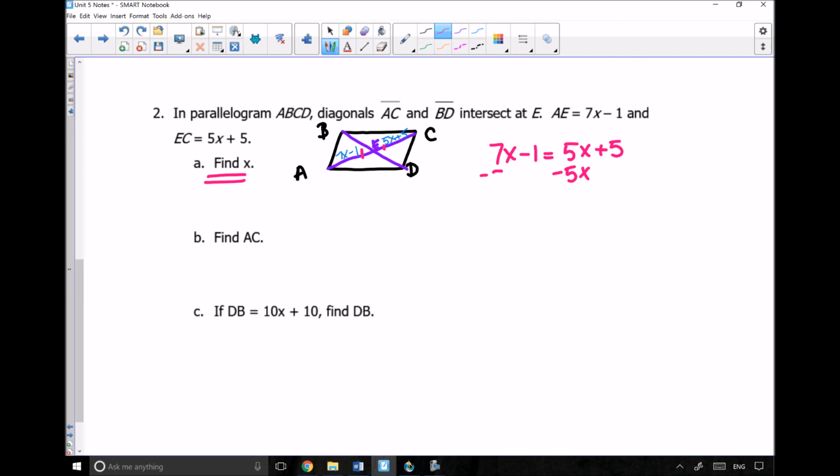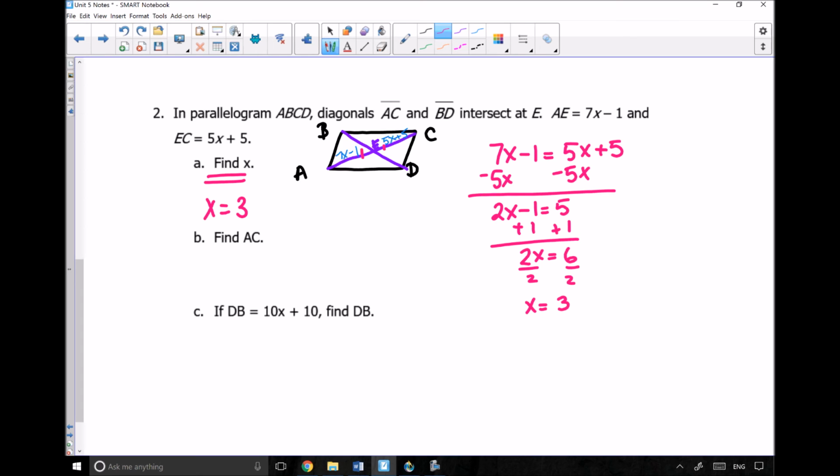Solve for x by subtracting 5x from both sides. I get 2x minus 1 equals 5. Add 1 to both sides and I get 2x equals 6. Divide by 2 and I get x equals 3. So right here I can say x equals 3.